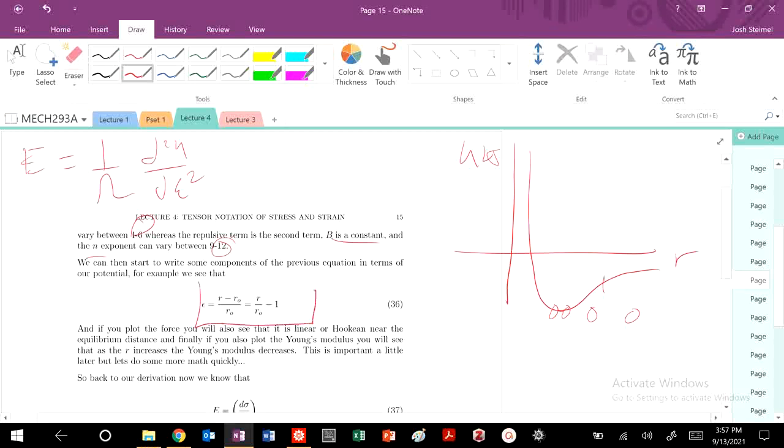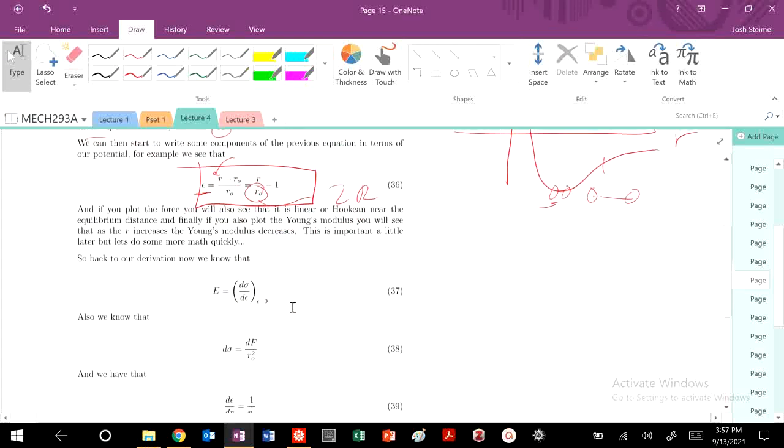The strain, especially if I'm looking at a 1D system, is just going to be the current position, r, or the interatomic distance of my atoms, minus my initial equilibrium distance, over my equilibrium distance. So I could rewrite strain now as a function of r. And r naught is just going to be a constant. What is our constant? It's always 2r, typically, for most metals. Our nearest neighbor distance, our equilibrium distance.